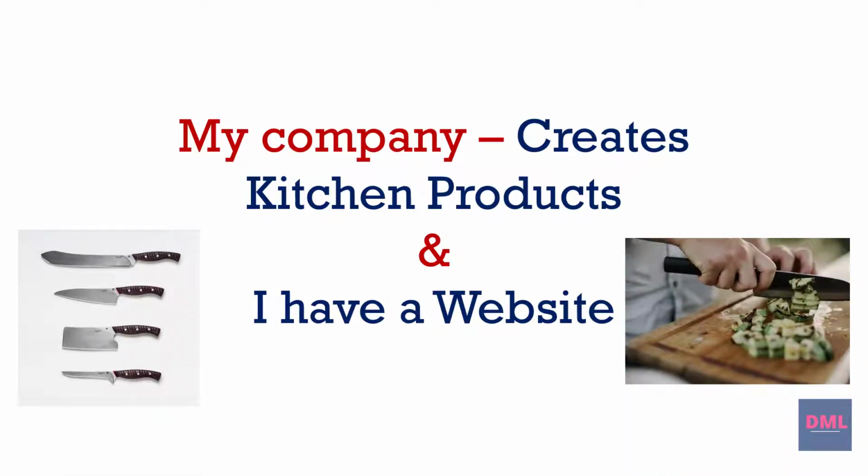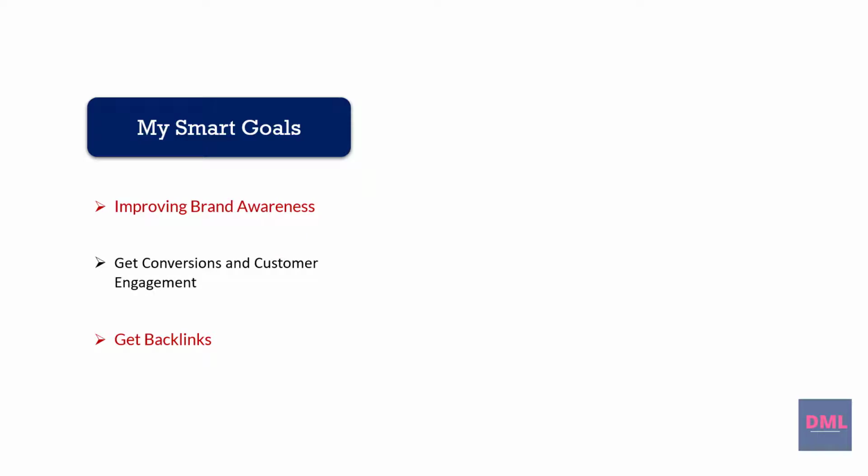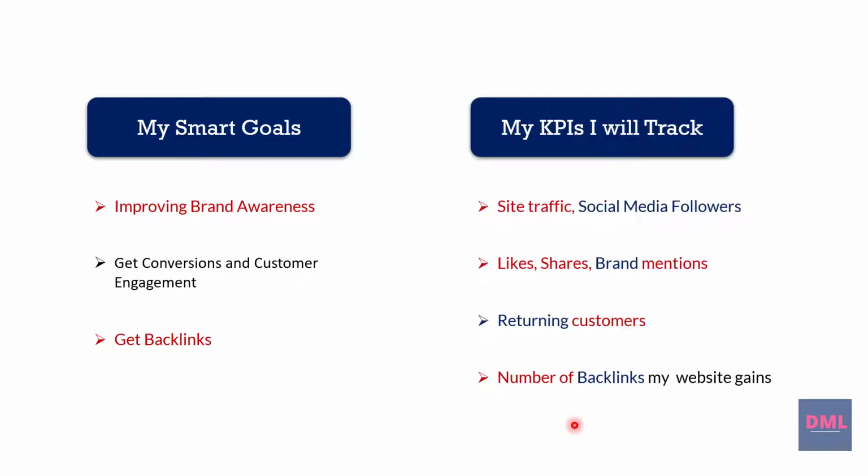So next I have to set up my SMART goals. Great. So my SMART goals are improving brand awareness, getting conversions and customer engagement, and getting backlinks. So I want to track metrics like site traffic and social media followers. I then want to see how my brand is performing online on social media, and so I want to track the likes, shares, and brand mentions my brand has got. I also want to track returning customers, and then I want to see how many backlinks my website gains in a specified duration of time.